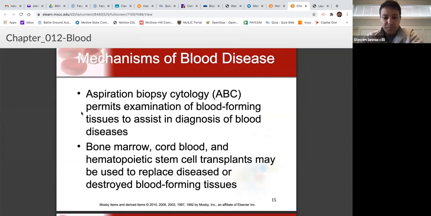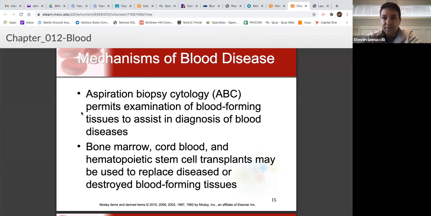Okay, so some things that they can do to diagnose or combat blood diseases, okay? One thing is called an ABC or an aspiration biopsy cytology. And basically what this does is it allows them to examine your blood forming tissues. So they'll go into your myeloid tissue and they'll take out some cells or some tissue from there. And that's what a biopsy is, right? A biopsy is taking a sample of tissue.